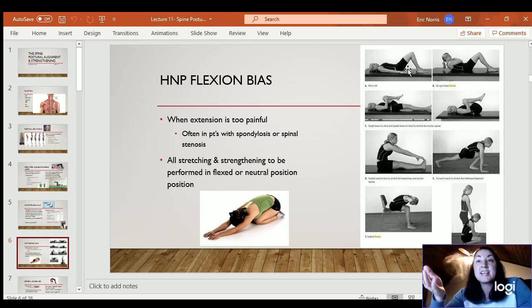And eventually, as they improve, then they would get to a point where they could tolerate extension, and you would continue on and progress them towards the extension protocol in order to still help even out that herniated or even a bulging disc. Of course, with spinal stenosis, if whatever is causing that is not ever changed, you may not get towards that goal of getting to the extension bias.